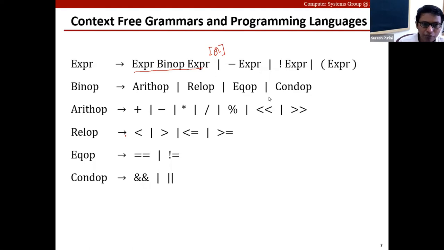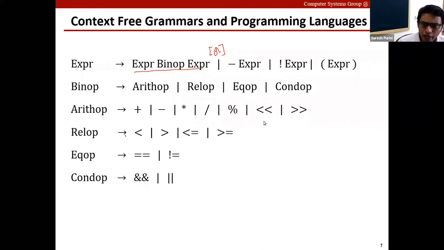And what is a binary operator? A binary operator can be an arithmetic operator, or a relational operator, or an equality comparison operator, or a conditional operator. And what is an arithmetic operator? An arithmetic operator can be plus, minus, star, divided, and so on. Similarly, a relational operator can be less than, greater than, less than or equal to, and so on. So pretty much all the syntactic structure of expressions that you see in any programming language, you can nicely specify using context-free grammars. That is the power of context-free grammars.